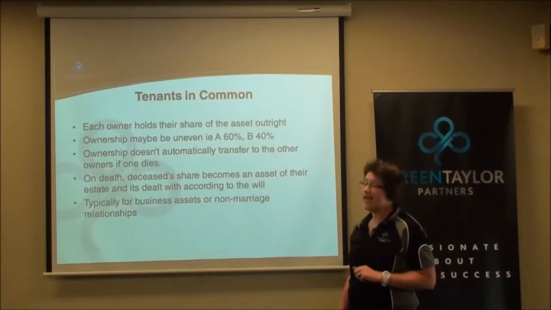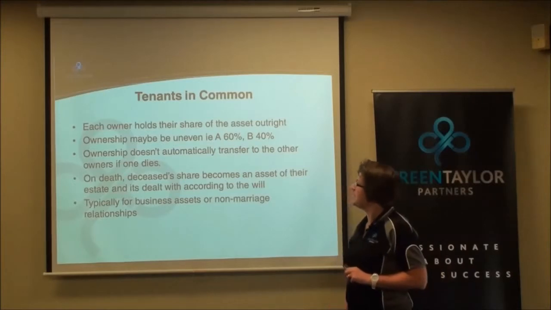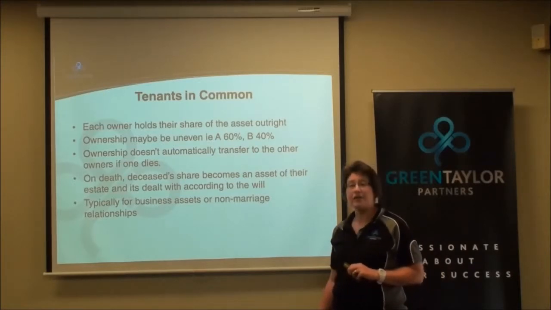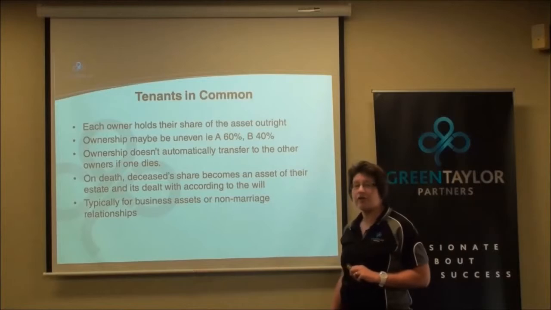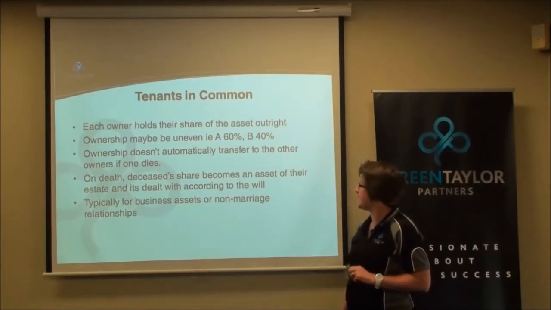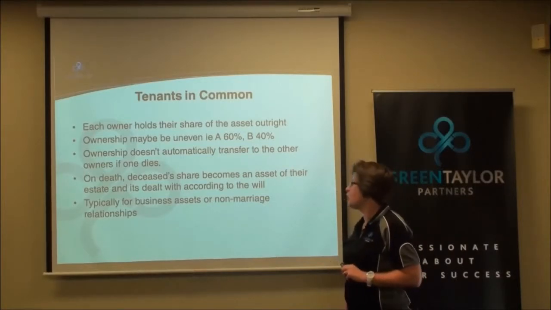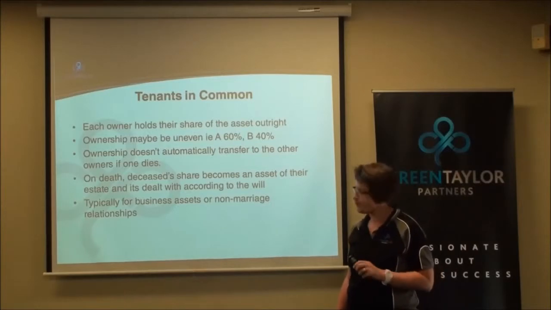Tenants in common, each owner holds their share of the asset outright. Ownership may be uneven, i.e. A may own 60% and B might own 40%. Ownership doesn't automatically transfer to the other owner if one dies. On death, the deceased's share becomes an asset of their estate and is dealt with according to their will. Typically for business assets or non-marriage relationships.